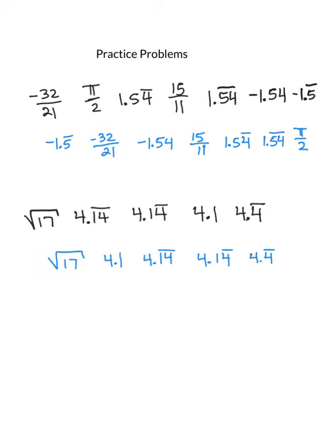So hopefully you've learned how to order numbers from least to greatest. Remember that you want to put the numbers in decimal form, and then when you write them down, you're going to write the original number that was given to you.